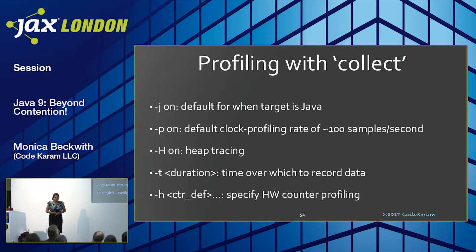In its simplest form, the tool has two components. Remember I was talking about profiling and analyzing. This tool does both. In order to profile, it understands by default that if it's a Java application, it will do -j on by default, so you don't have to specify -j on.